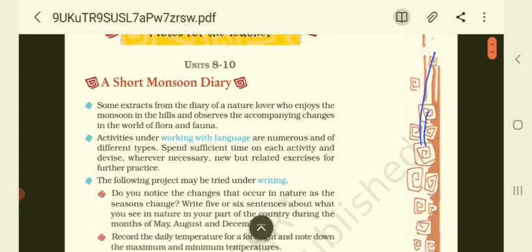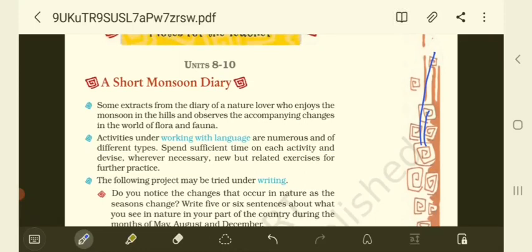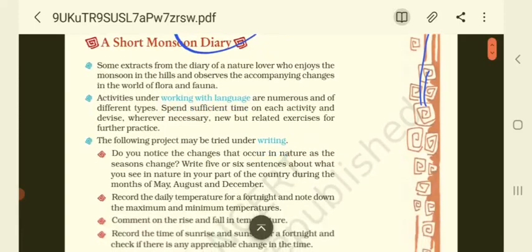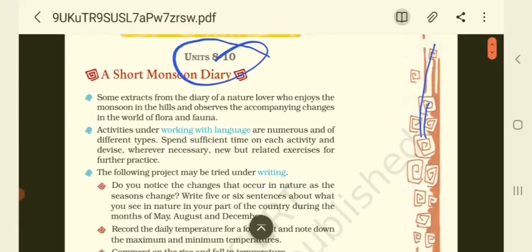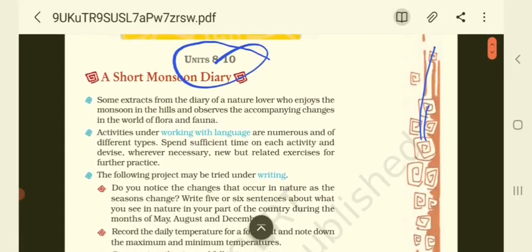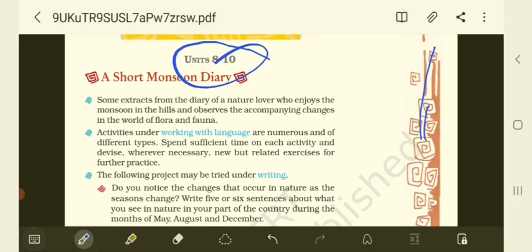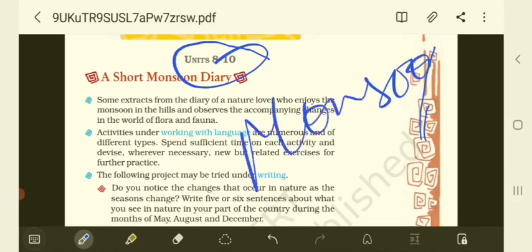From today onwards, so that you have the idea as to what we are doing, we will begin Unit 8 of English Honeydew. This unit will have two lessons. The first one is named A Short Monsoon Diary. Monsoon, what is monsoon? If you know, monsoon basically is a season that brings about abundant rain in India, right?